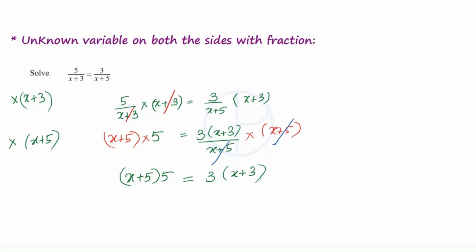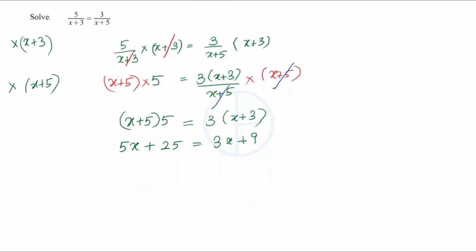Now expand the bracket, we get 5x plus 25 is equal to 3x plus 9. Now this is similar to solving a linear equation when unknown variable is on both the sides. Okay, so now we have to group the term with x. So subtract 3x on both the sides. So we get 2x plus 25 is equal to 9.